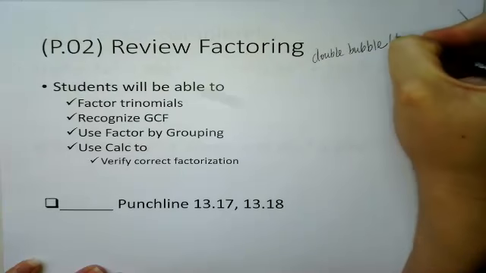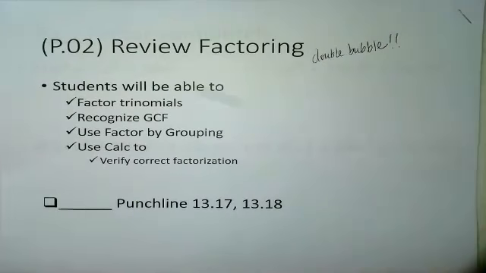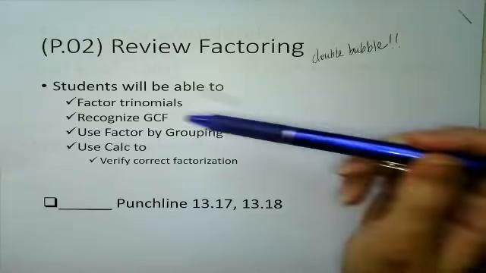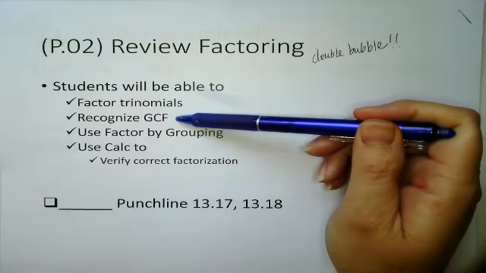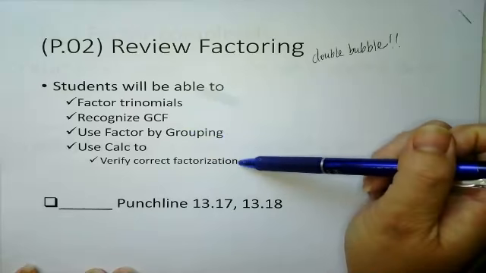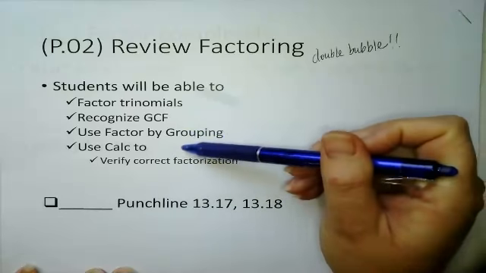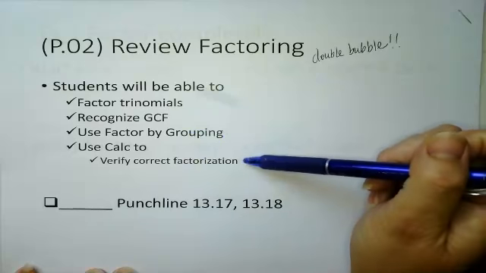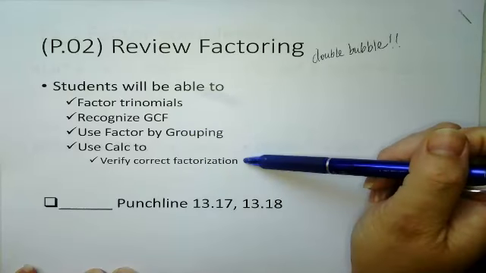Just a friendly reminder, double bubble is what we need to be so excellent at, and it comes up all the time as we go through our stuff here. We are looking at factoring trinomials, looking for the GCF, greatest common factor. We're going to review factor by grouping. And then, of course, we want to be able to use our calculator to verify correct factorizations if we can.